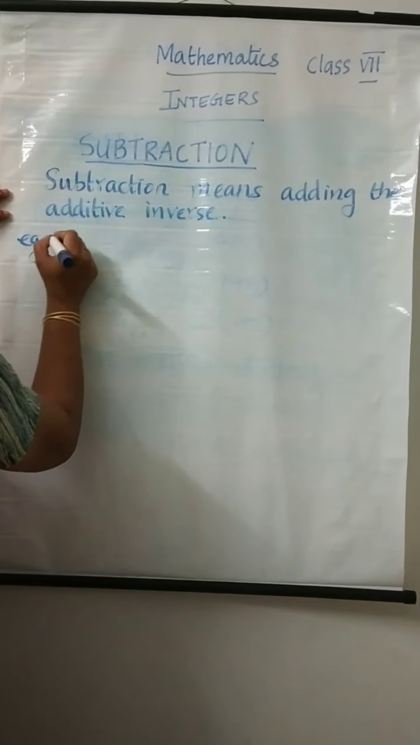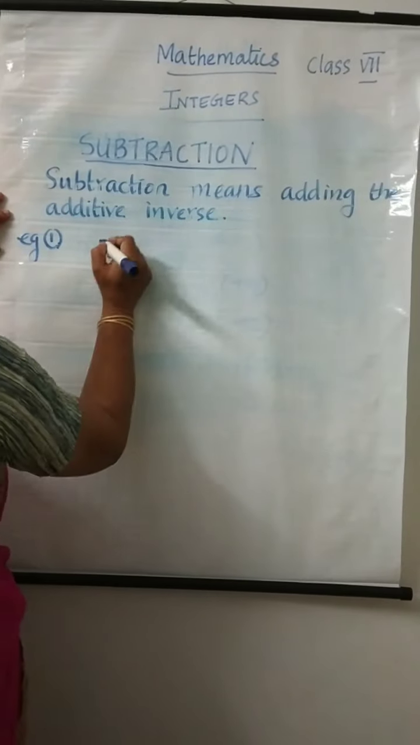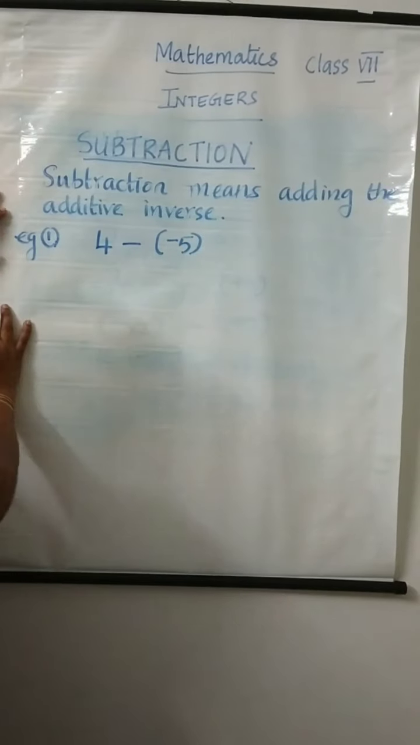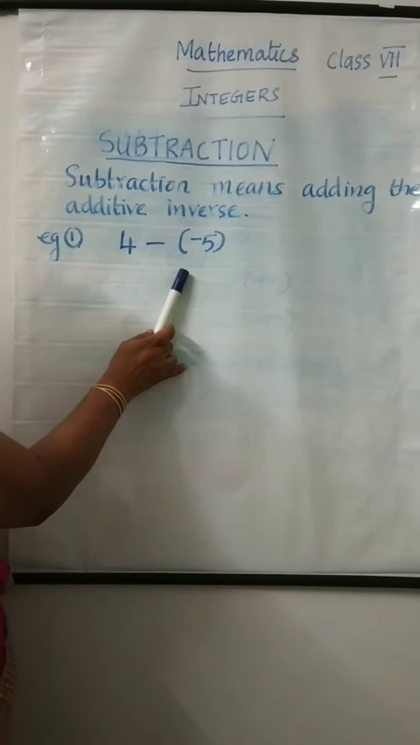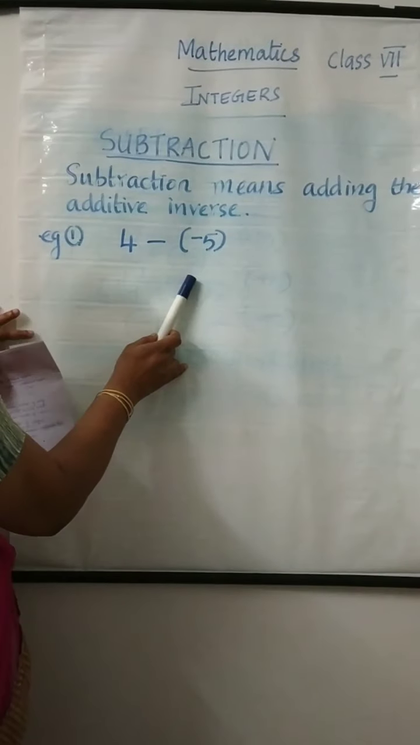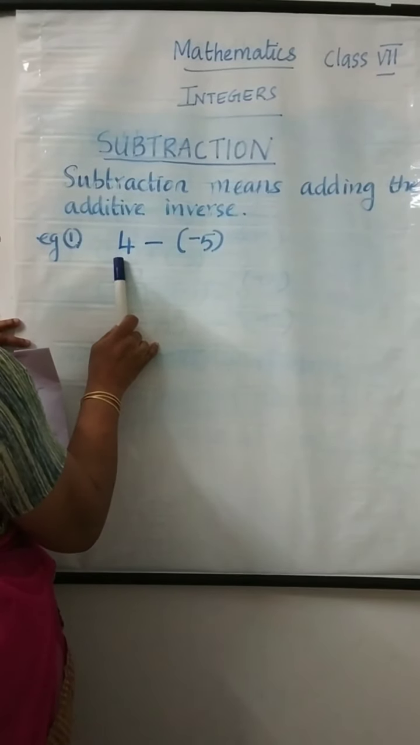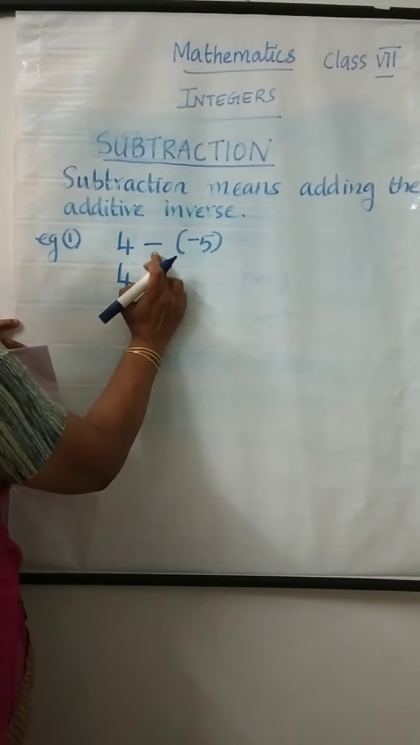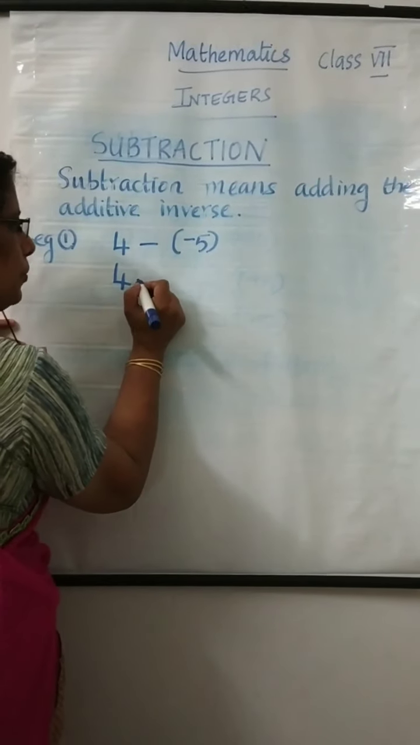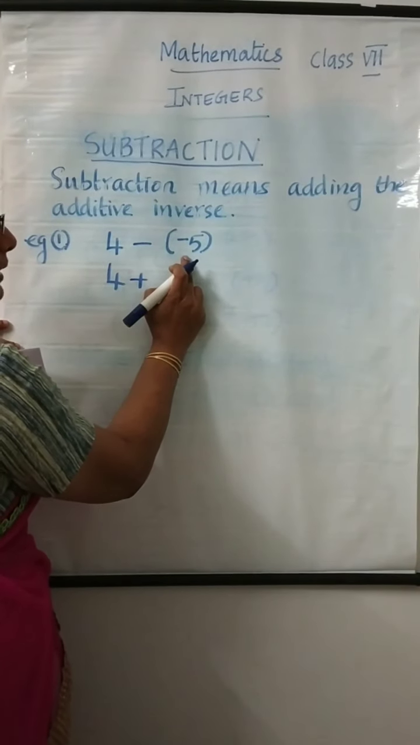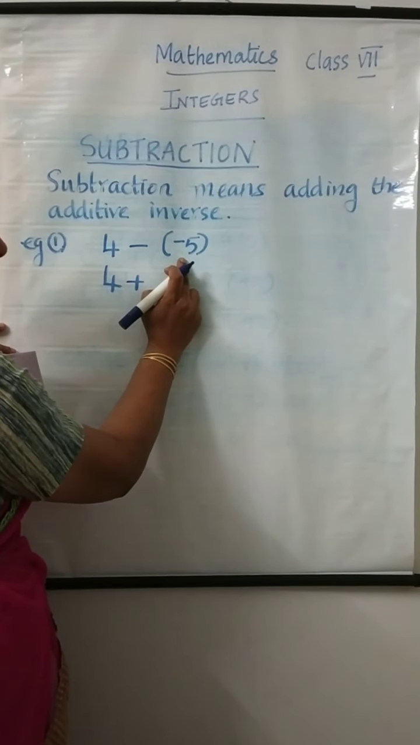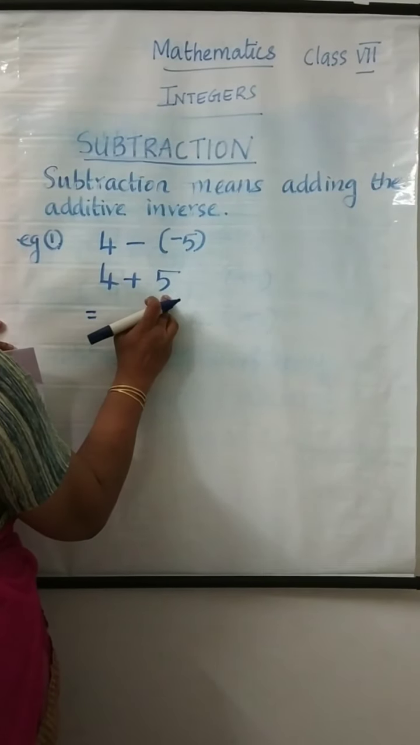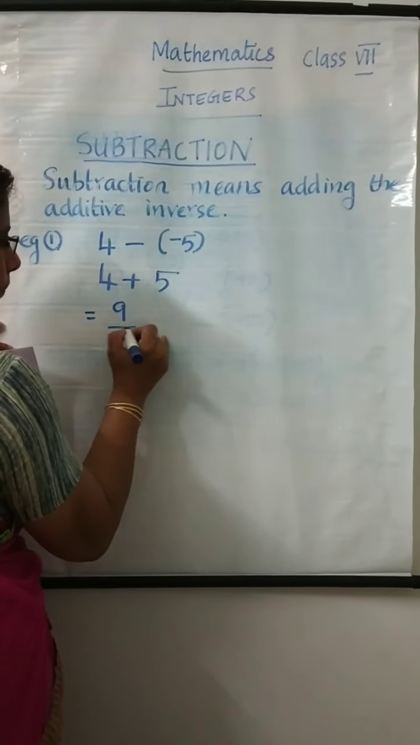Example 1. Positive 4 minus negative 5. Here you have to subtract negative 5 from 4. So first we write 4 as it is. Then here it is negative. Change this to positive and take the inverse of this number. That is, additive inverse of negative 5 is positive 5. So 4 plus 5. 4 plus 5 is 9.